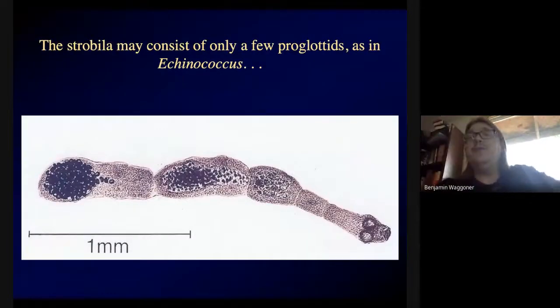Back of the scolex, back of that head, the rest of the worm is called the strobila. Same word as we encountered with reproduction of jellyfish. And the strobila may consist of a small number of proglottids, as it does in this one. Echinococcus, I think that's normally a dog species, but humans have been known to get it.